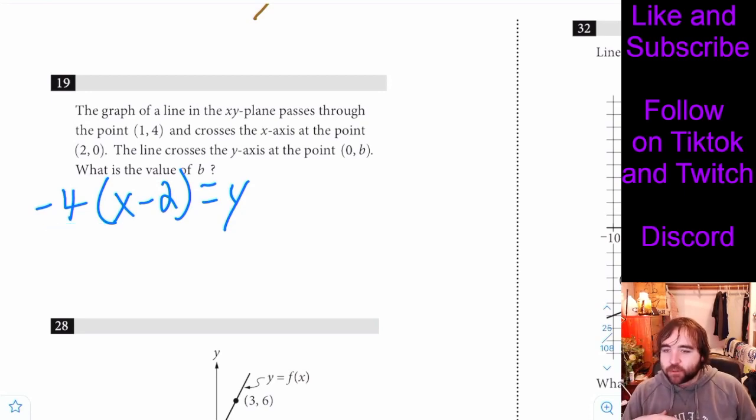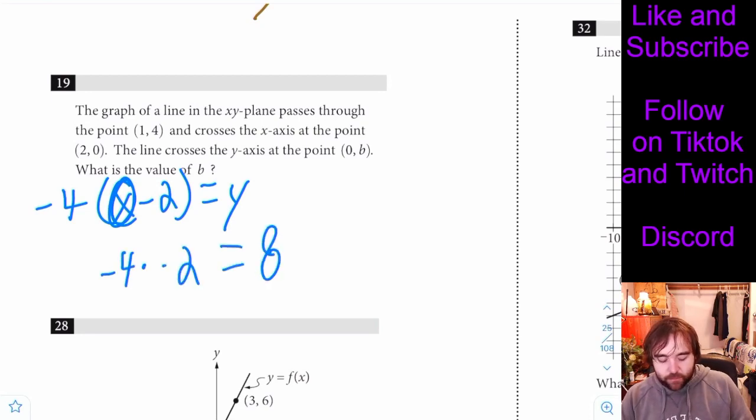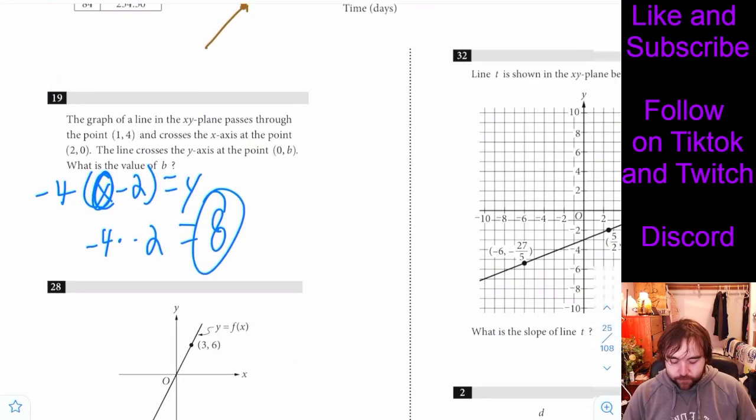And then now you can just plug in the point, because you know when x equals 0, y has to be b. So we're going x equals 0, negative 4 times negative 2 equals y, equals positive 8. So positive 8 has to be the answer.